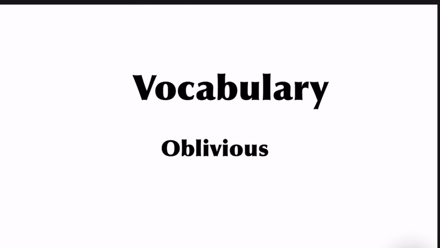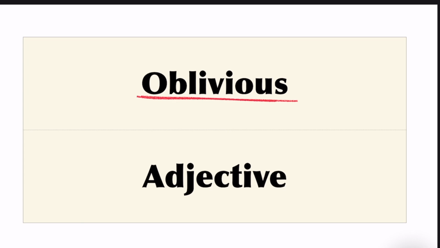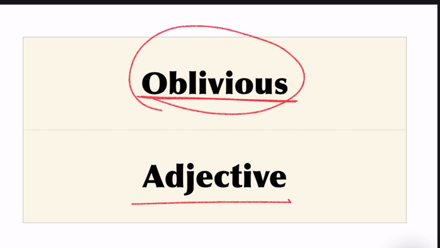In today's class, we are going to discuss a new vocabulary word: oblivious. Oblivious is an adjective because it describes a noun. All the names are called nouns. Oblivious describes a noun, so it is an adjective.